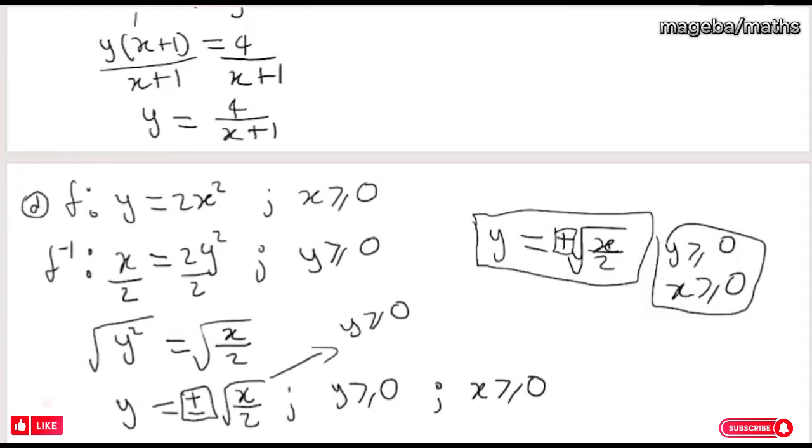I still have to do a lot more questions in terms of finding the inverses of functions, and also doing the sketch, and also doing some domain and some range based on the inverse equation. Thank you so much.